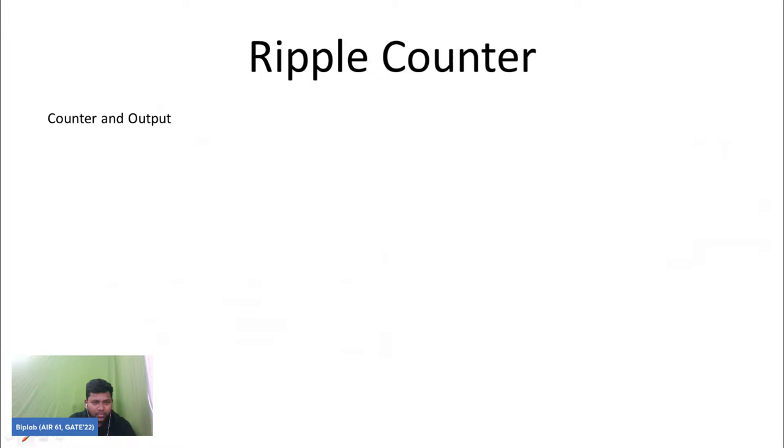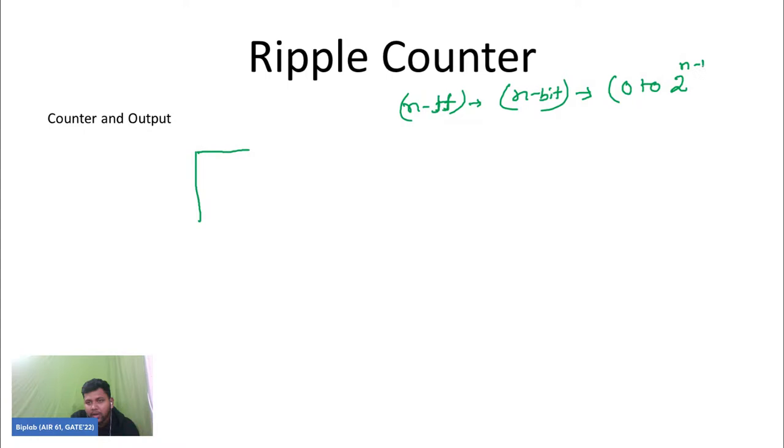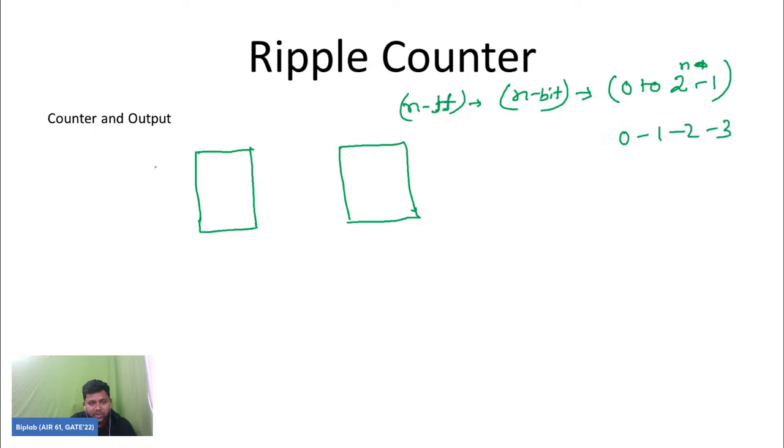Let us draw a ripple counter, which is our asynchronous counter. For a ripple counter we use JK flip-flops. If we are using n flip-flops, that means we can accommodate n bits, which will help us to count 0 to 2 to the power n minus 1. Let me draw this using two flip-flops. In two flip-flops we can count up to 3: 0, 1, 2, 3. Let us see how we are counting.